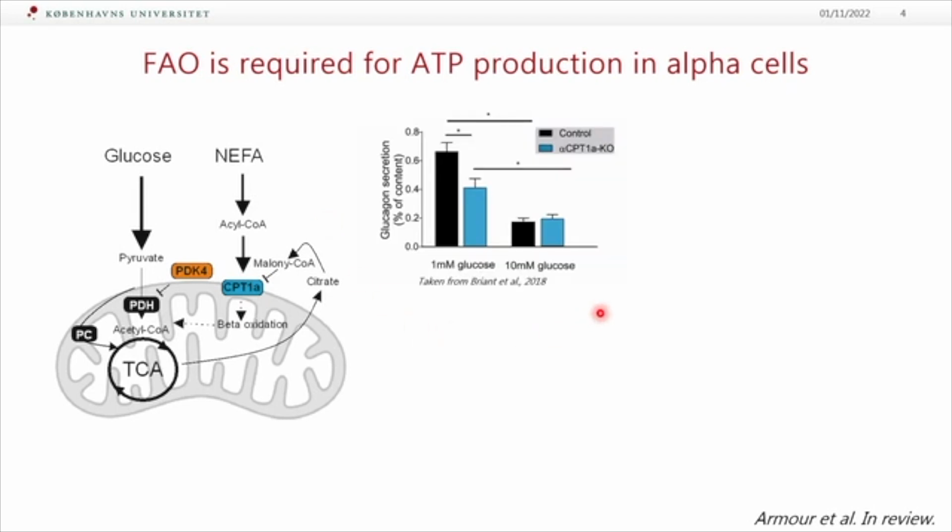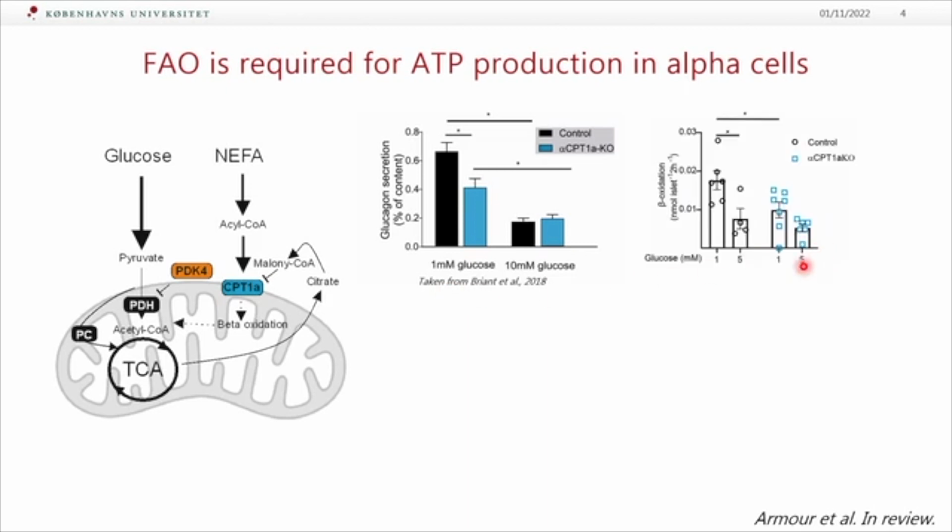And you may recognize this graph, which was shown earlier, that shows that fatty acid oxidation in alpha cells is important for glucagon secretion at low glucose conditions. So, using this mouse model, we again measured beta oxidation in islets from these mice. And you can see that at low glucose conditions, beta oxidation is significantly reduced in the islets from the CPT1A knockout mice.